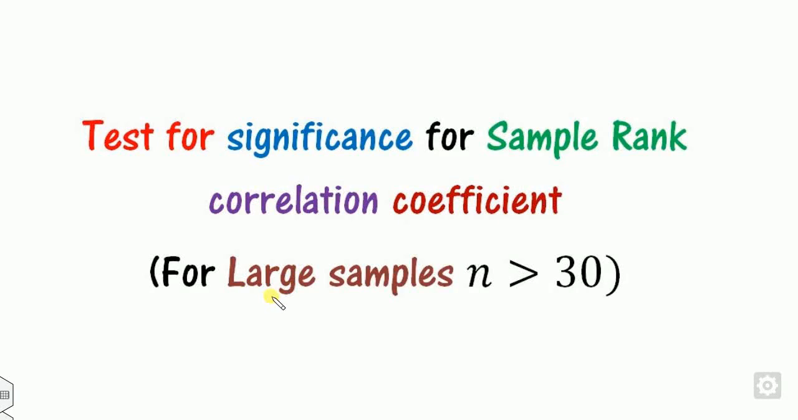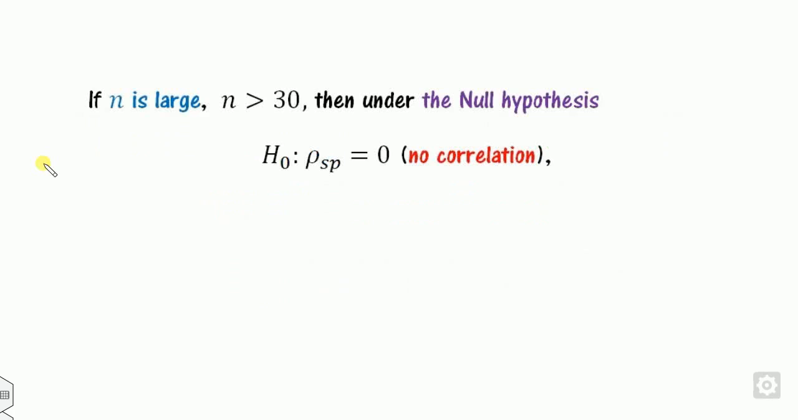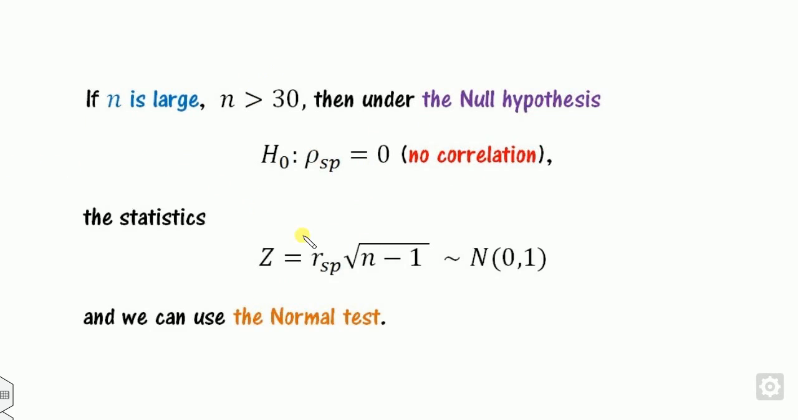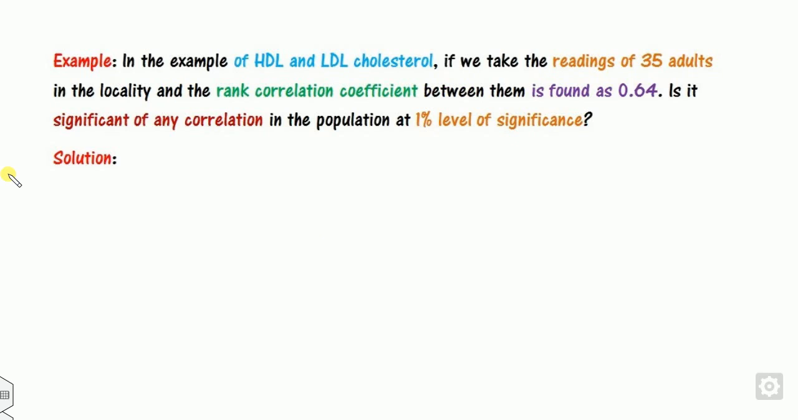Okay, now the next part is we will consider the large sample, when n is greater than 30. In that case, whenever n is greater than 30, we will define the null hypothesis as there is no correlation. On the other hand, once we define this, then the Z value is calculated as here. This RSP is calculated in the same way, whether there is a tie or not. Multiply with the here. Then we will apply the normal test to check whether this is accepted or rejected.